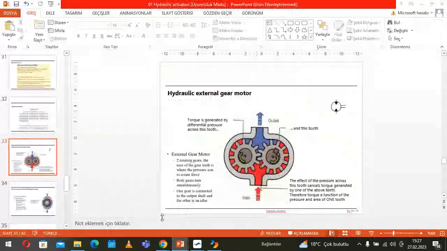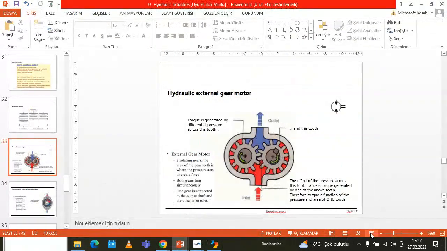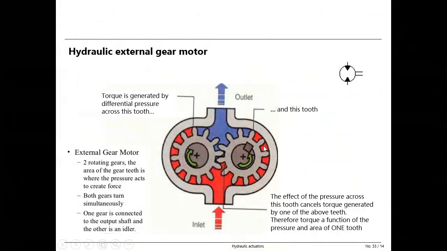So this is the gear pump, a hydraulic gear pump. It works like this. We apply the pressurized oil from here. This is the inlet and this is the outlet, and the red one is the pressurized oil. The pressurized oil applies pressure to the surface of the gears from that side, and it starts to turn.